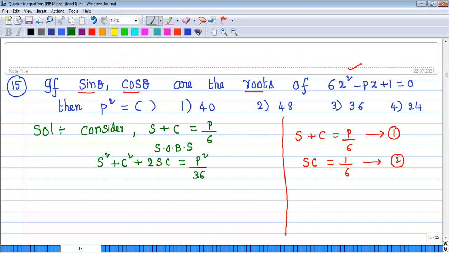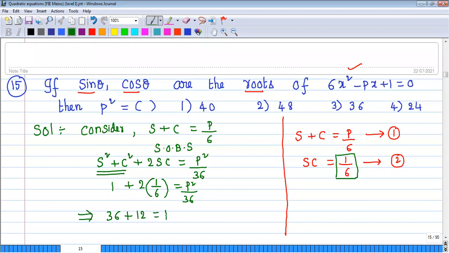See, sine square theta plus cos square theta is 1. Sine theta into cos theta is 1 upon 6, plus 2 times 1 upon 6 equal to p square upon 36. Multiply 36 on both sides. You get like this, 36 plus 36 into 2 by 6. This will be 12 equal to p square. Obviously, p square equals to 36 plus 12 is 48. This is the answer. Second option.